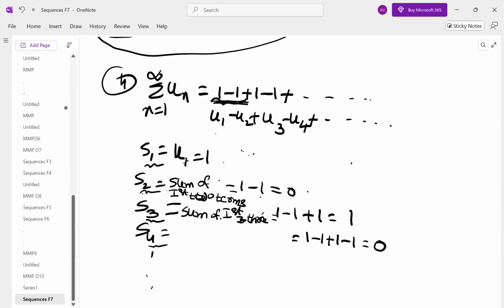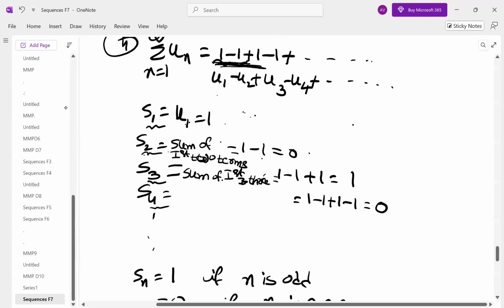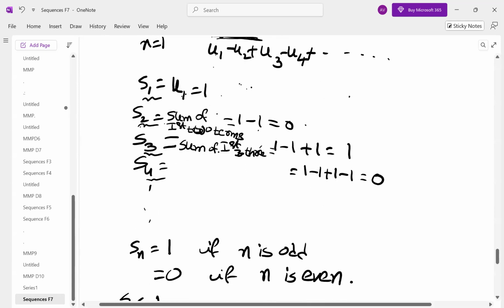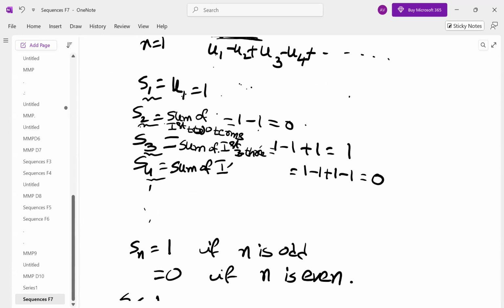So first one is 1. First two terms, sum 1 minus 1. Sum of first three terms 1 minus 1 plus 1, 4 terms. I think it's okay. And so on. What will you get? Sn? Either 1 or 0. Sum of first 4 terms, whatever may be the terms. Okay, Nama. Now, did I clear your doubt? Okay, madam. All right.